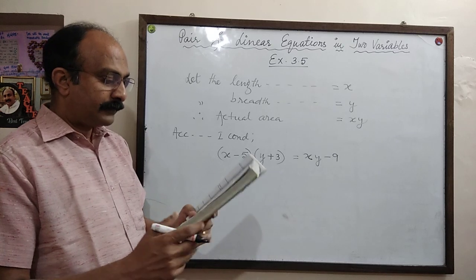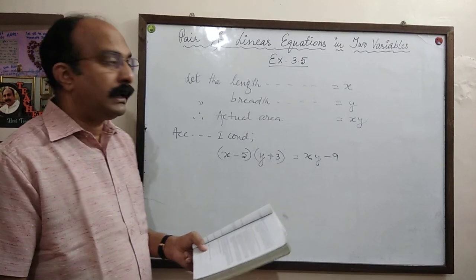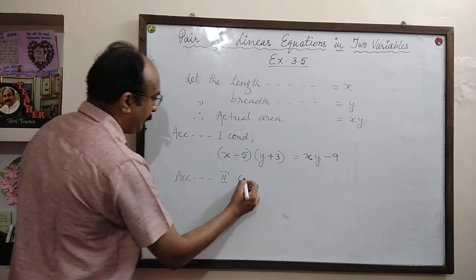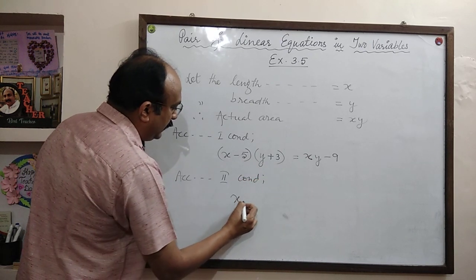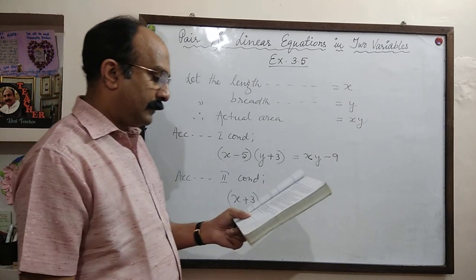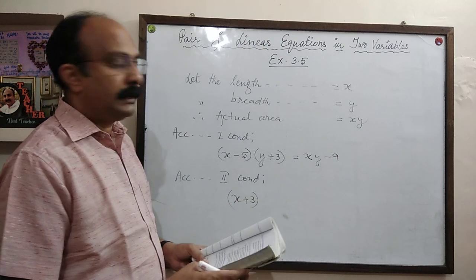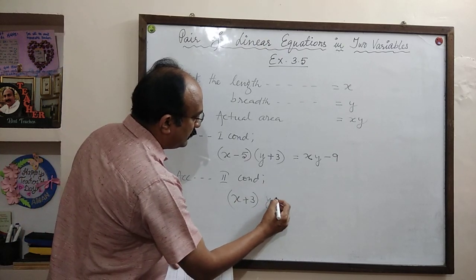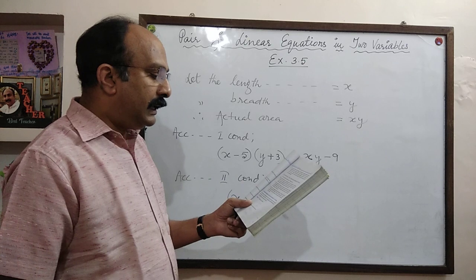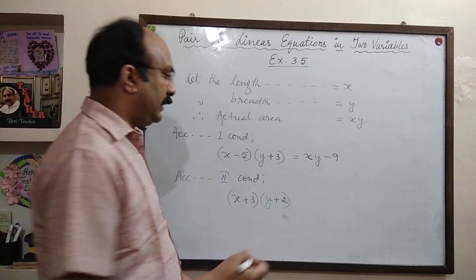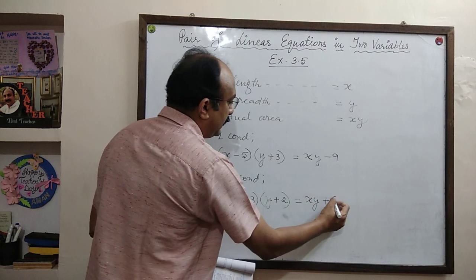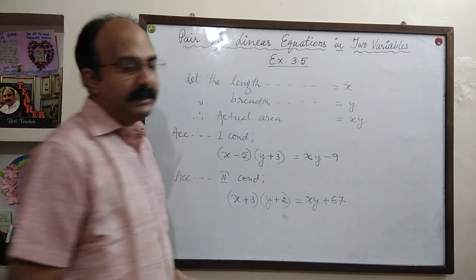Second condition, if we increase the length by 3, so according to second condition, if we increase the length by 3 means x plus 3 and the breadth by 2 units, breadth also increased by 2 units. So new breadth is y plus 2. Then the area increases by 67 square units. Then the area is xy. It will get increased by 67 square unit, means plus 67.